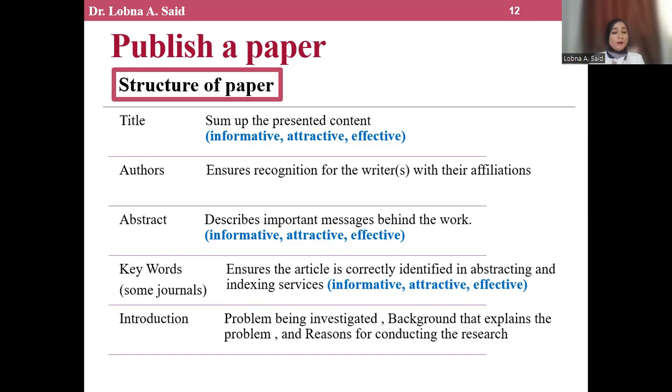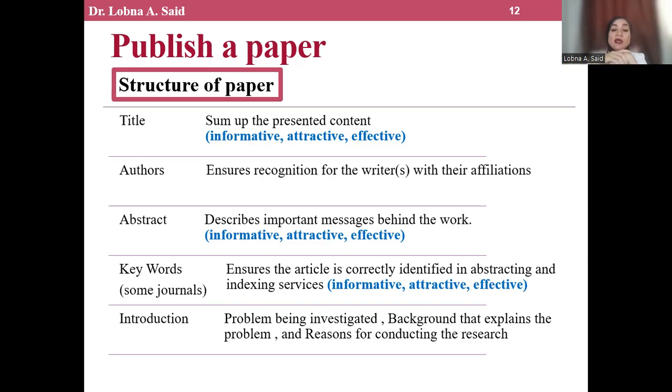Keywords actually are important as well. They ensure that the article is correctly identified in abstracting and indexing services, because we find the paper by searching for the keywords. I search for the keyword, so you have to write the proper keywords if you would like your paper to appear in any indexing services.